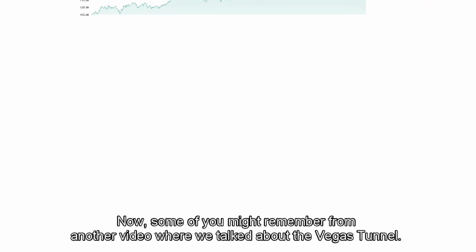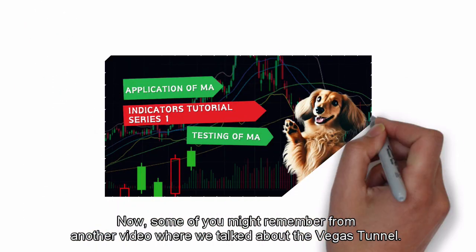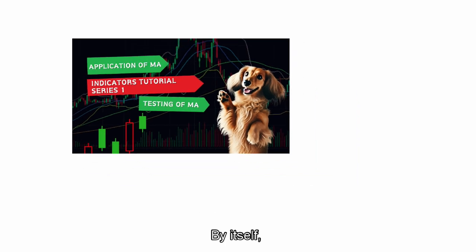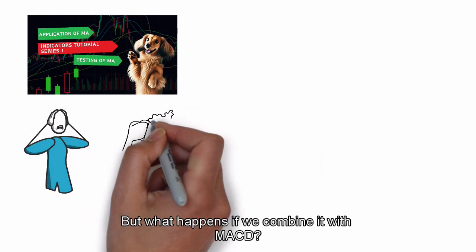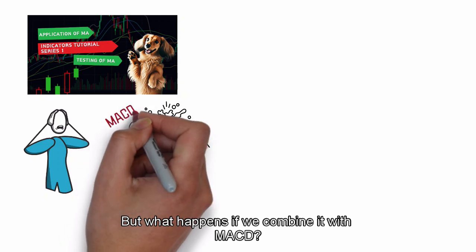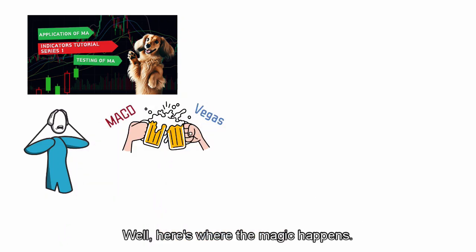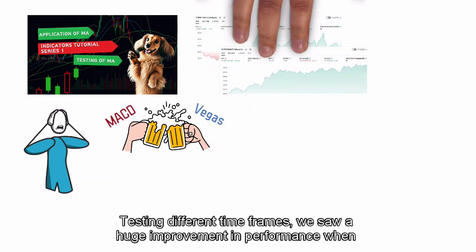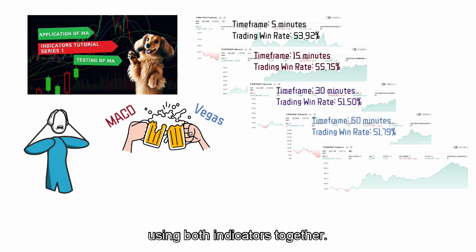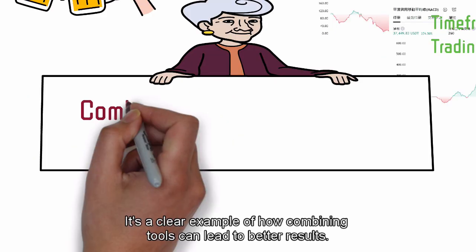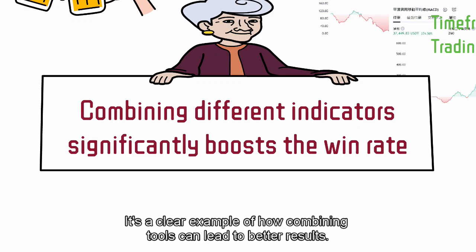Now, some of you might remember from another video where we talked about the Vegas tunnel. By itself, the Vegas tunnel doesn't perform that well. But what happens if we combine it with MACD? Well, here's where the magic happens. Testing different time frames, we saw a huge improvement in performance when using both indicators together. It's a clear example of how combining tools can lead to better results.